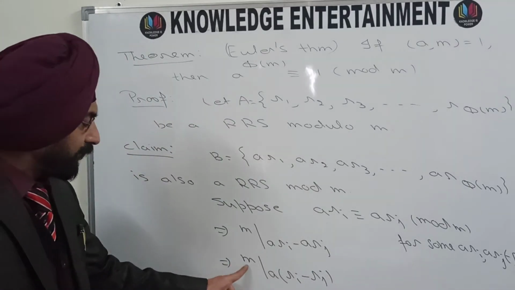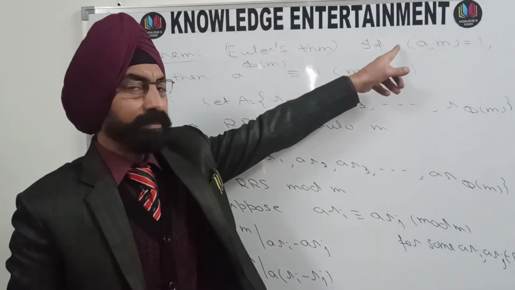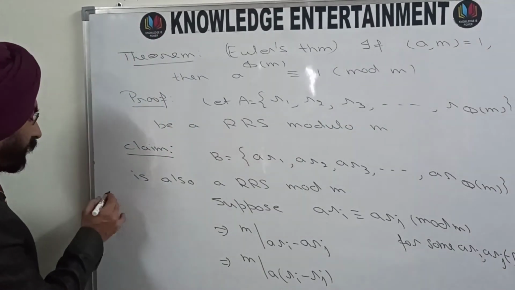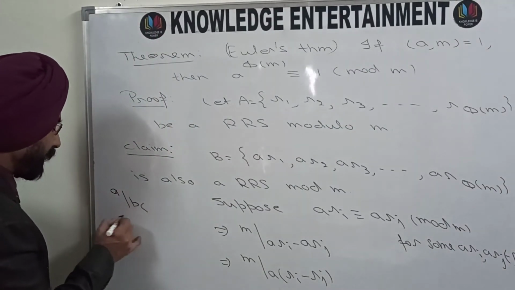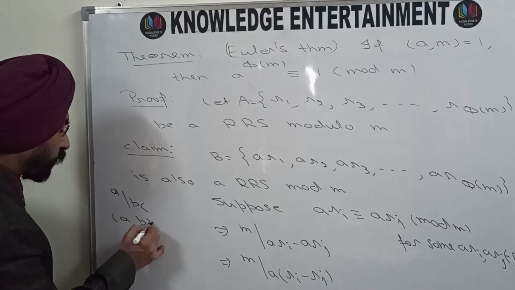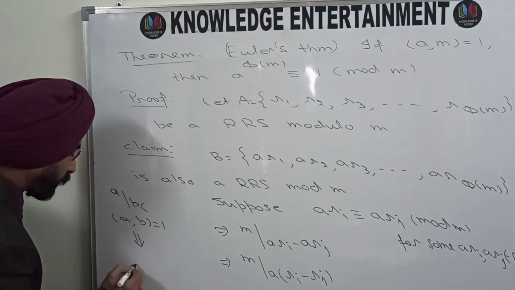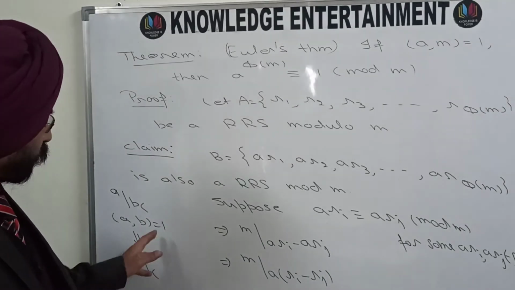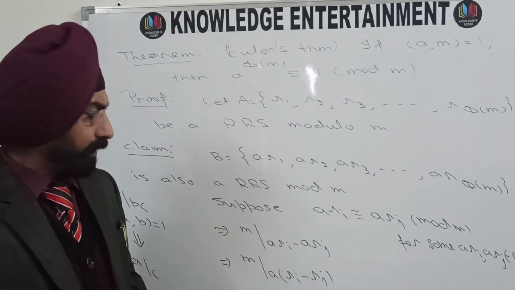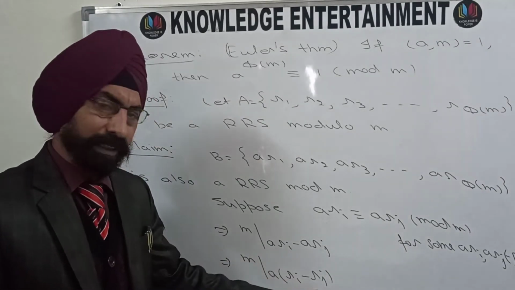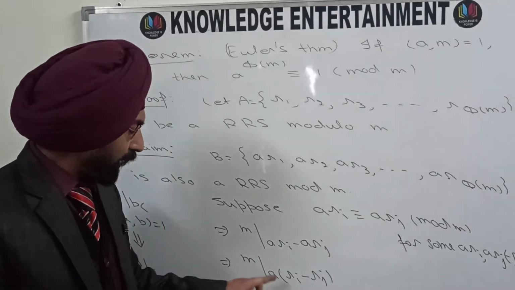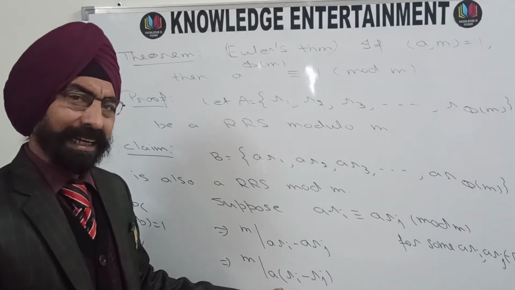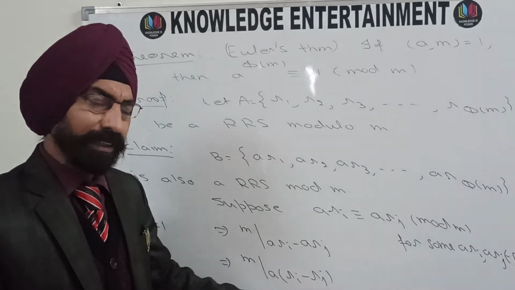Now GCD of a and M is given to be 1, and we know that if a divides bc and GCD of a and b is 1, then directly it means that a divides c. So this result I am going to apply here. M divides a times this number, and GCD of M and a is 1. That directly means that M divides the other number.